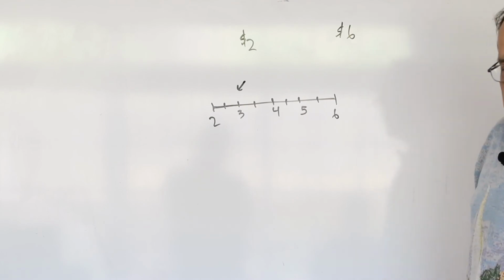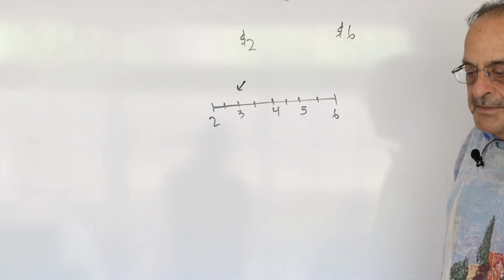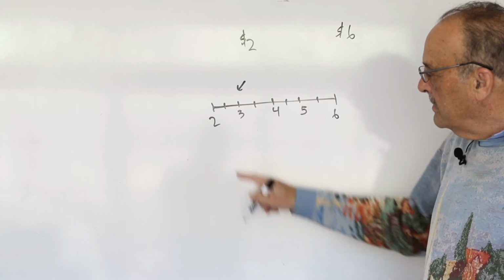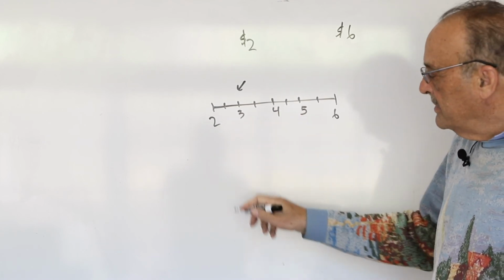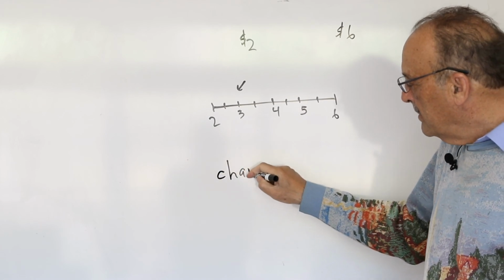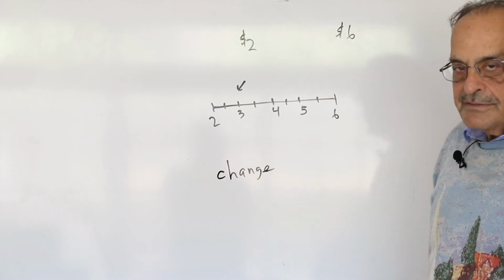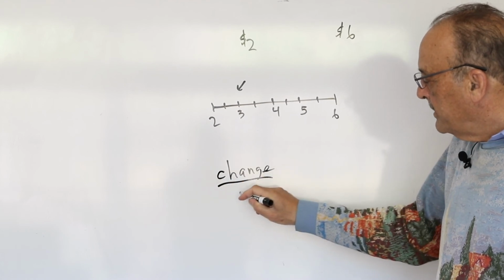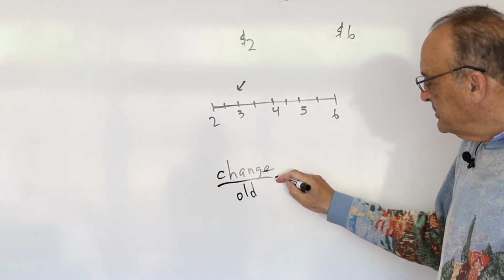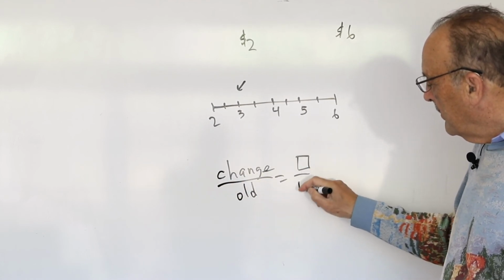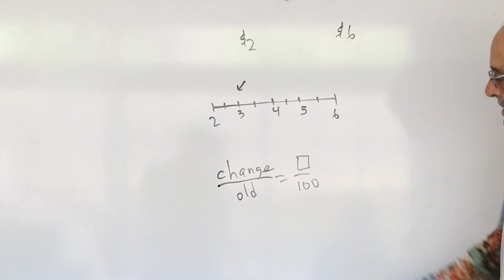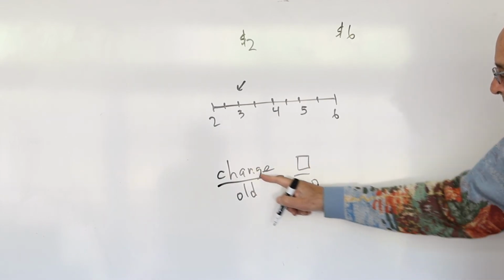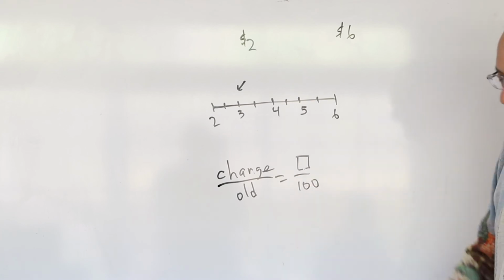But when you look at percent increase and percent decrease, let's define it as follows. From here to here is a change, and from here to here is also a change. So we're going to have change over the old amount. So the change over the old amount is equal to blank per 100. Blank percent is blank per 100. So I have my students say this 3 times so they memorize it. Change over the old equal blank per 100, and so forth.